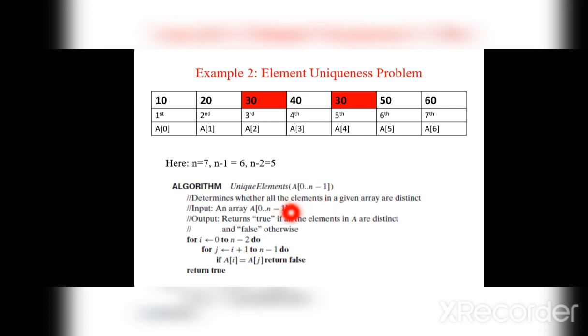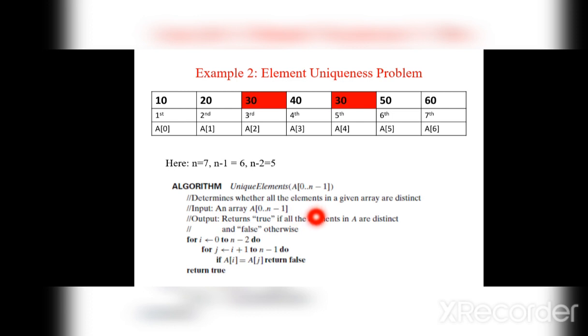So our algorithm is UniqueElements of A[0 to n minus 1]. This 0 to n minus 1 indicates the index positions of the elements. Here we are going to determine whether all the elements in the given array are distinct. The input to this algorithm is an array A[0 to n minus 1]. The output is that it returns true if all the elements in A are distinct and false otherwise.